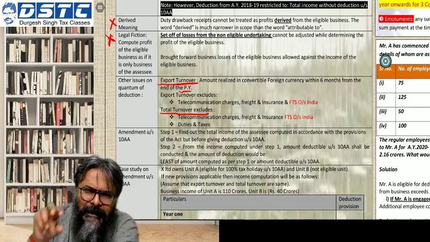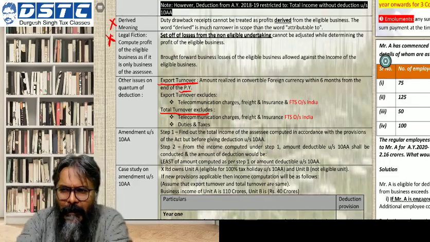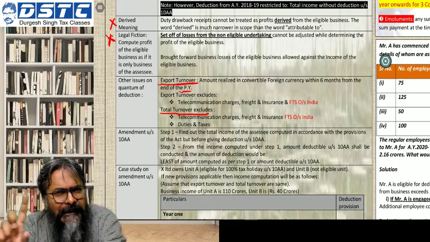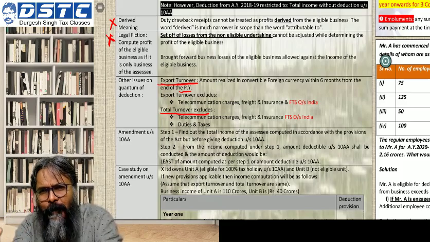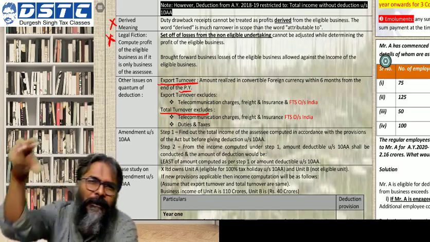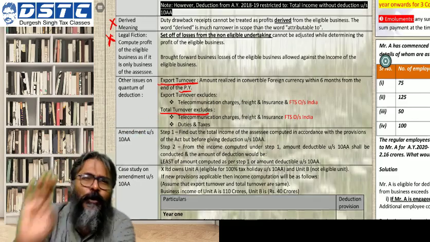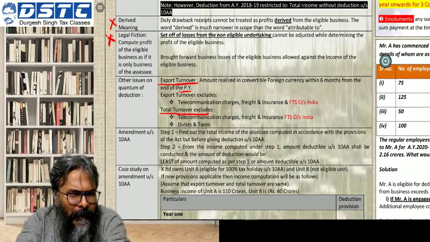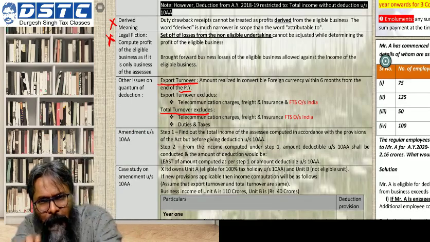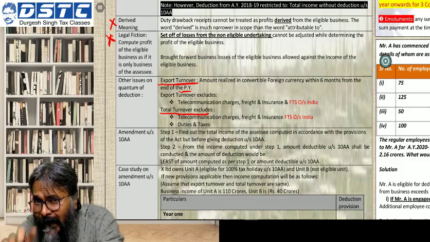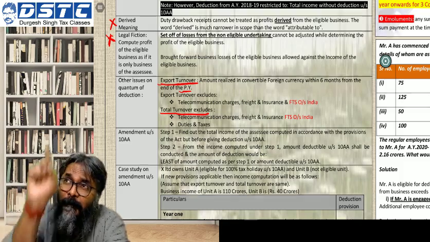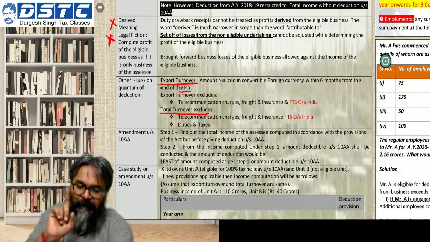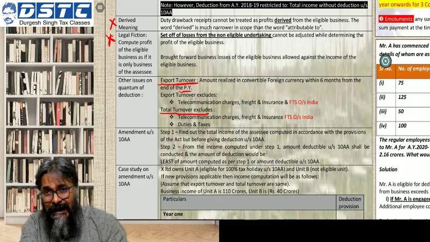Just think about this. If your numerator is like 100 as your export turnover, but you have realized only 80, then only 80% of the profit will form the part of your qualifying amount, and of that qualifying amount you'll take 100% or 50% as the case may be. So it all depends upon how much you have realized, because that realized export turnover will form the part of your numerator. So this is one thing where you can easily make a mistake, so you have to be very careful about it.